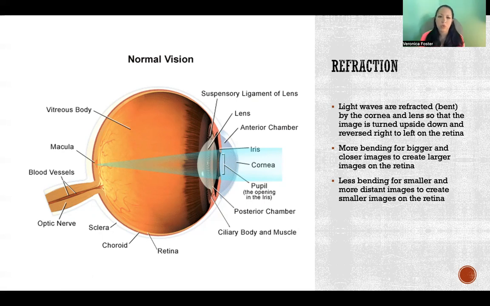So the light needs to be refracted so that it can achieve that. So depending on how far away the thing is that we're trying to look at, we need the lens to squeeze together or stretch out further. You know, we need it to change in shape so that we can achieve that little point of light right on the fovea.